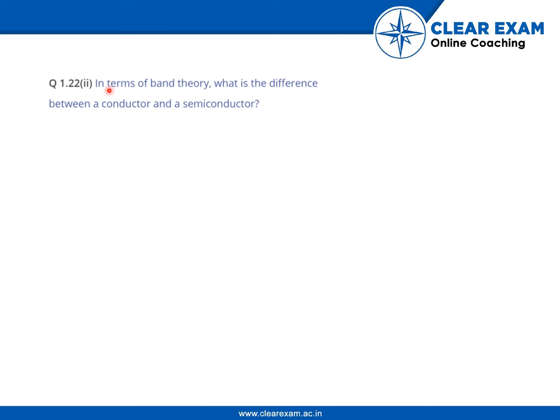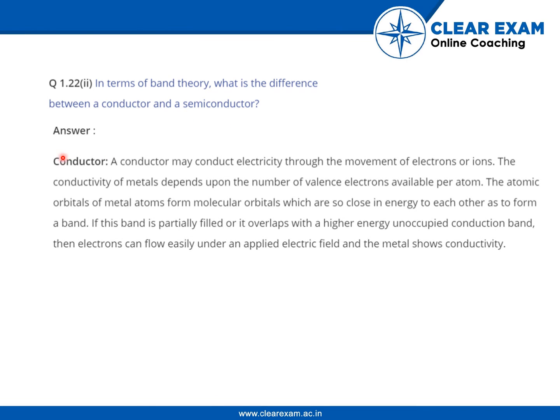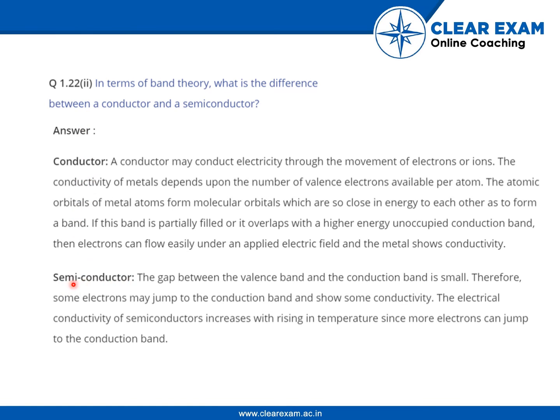So part 2 of this question is, in terms of band theory, what is the difference between a conductor and a semiconductor? So the definition remains the same as the first part of this question. Now we define what is a semiconductor. So the gap between the valence band and the conduction band is small. Therefore, some electrons may jump to the conduction band and show some conductivity.